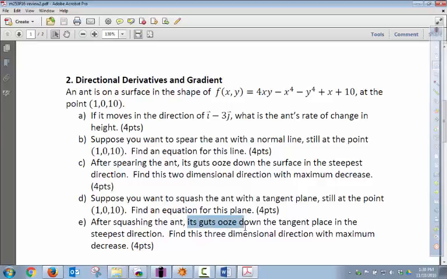So it's not oozing down the surface. If it oozes down the tangent plane, what is the vector that's going to move on the tangent plane? That one's tricky because it's actually asking for a tangent vector. Because it's on the plane, it's tangent to the surface. But you're not looking for the tangent vector in the x or y direction. You're looking for the tangent vector in some other direction. So that one's a little trickier.